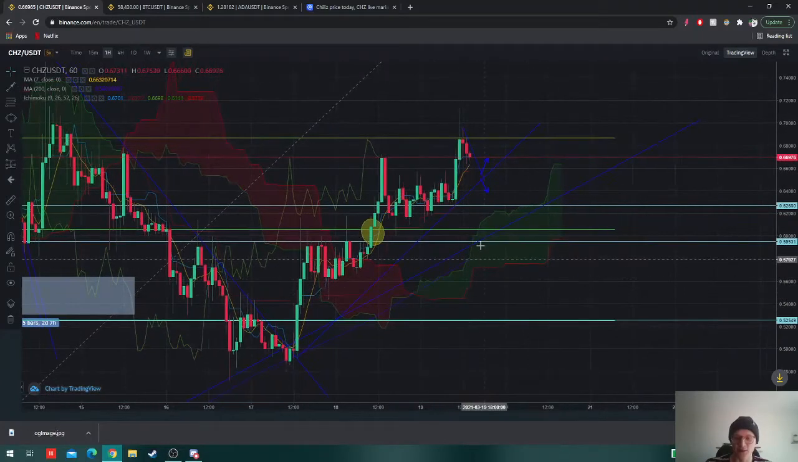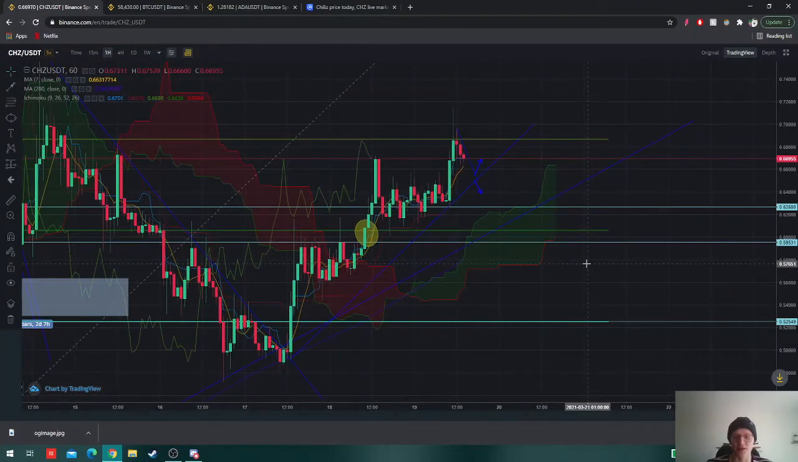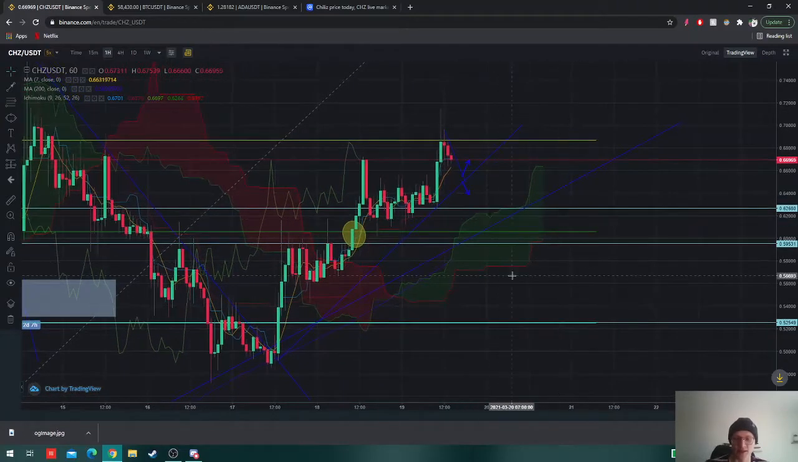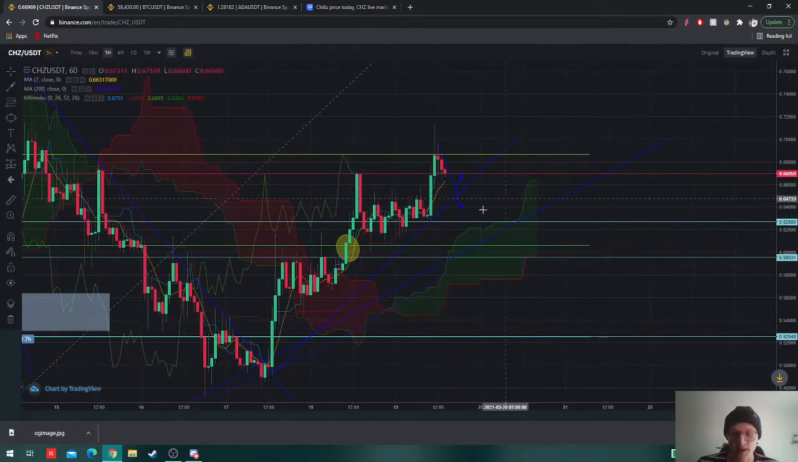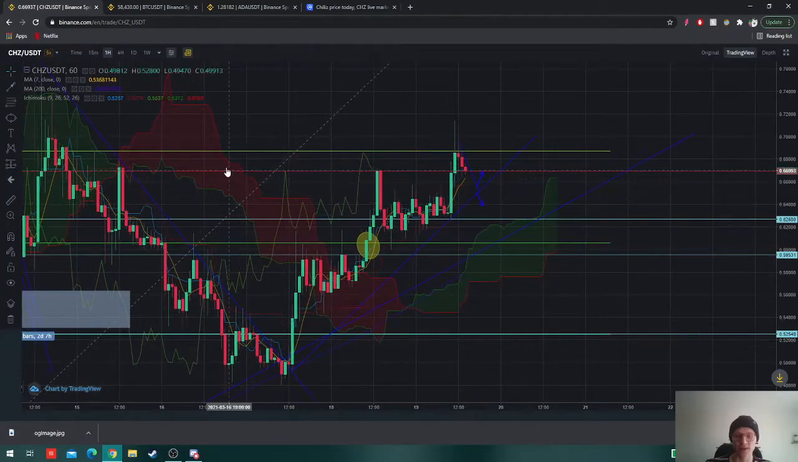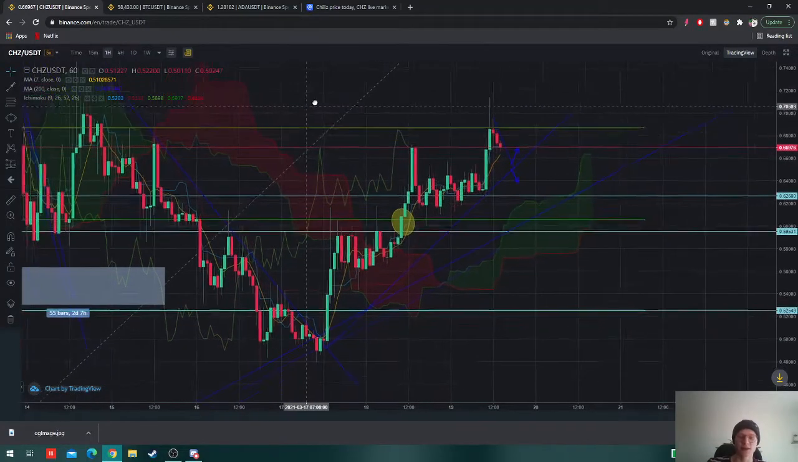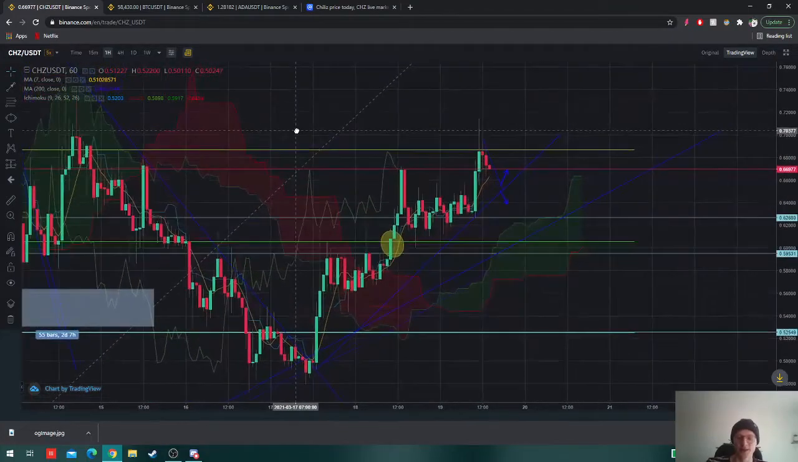The cloud is this part over here, the green and the red lines. And the distance from the green to the red line represents the volatility of the price. So the bigger the cloud is, the more volatile the price is. The green line represents the short-term predictions of price, and the red line represents the midterm price prediction.